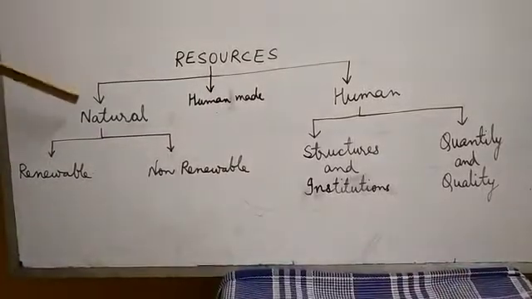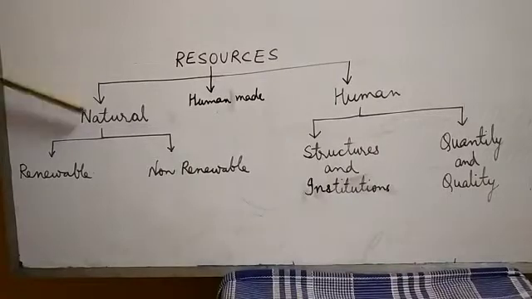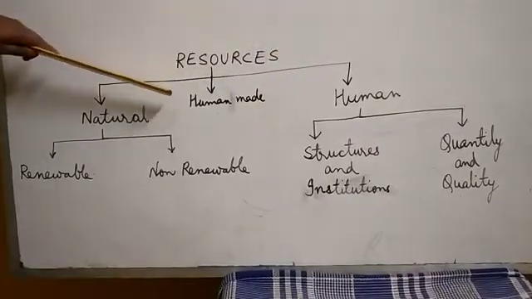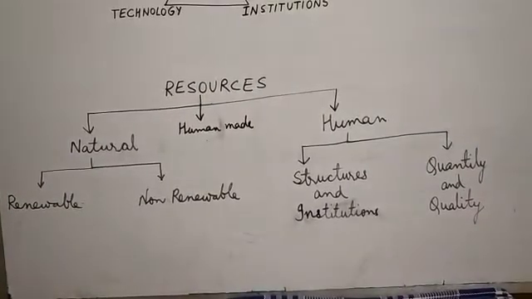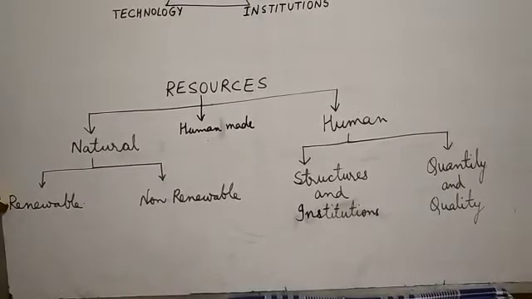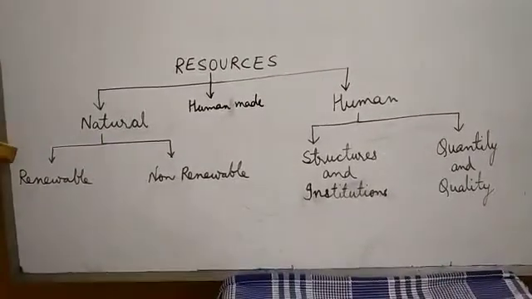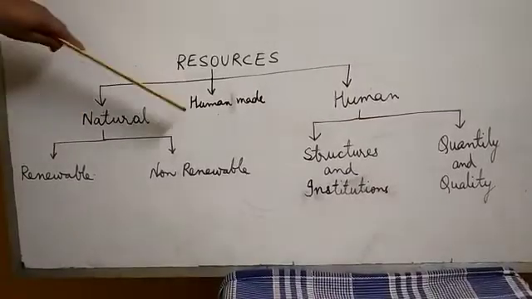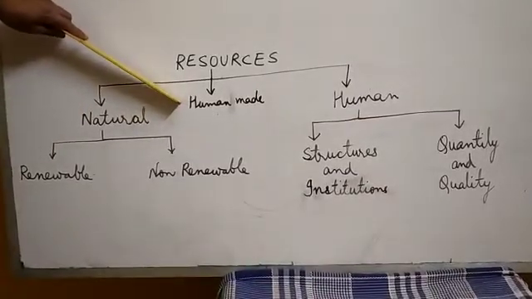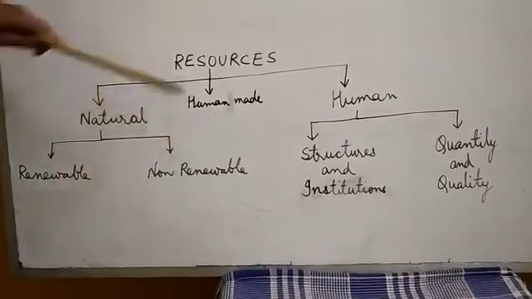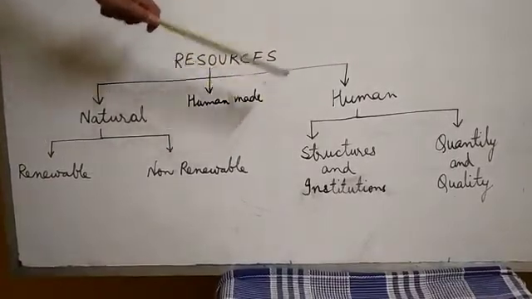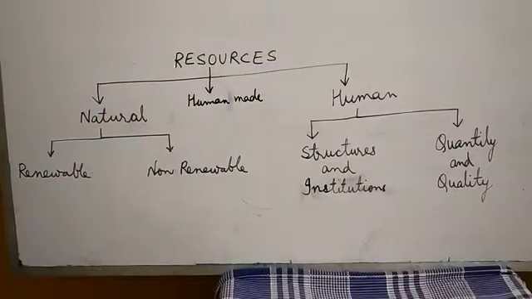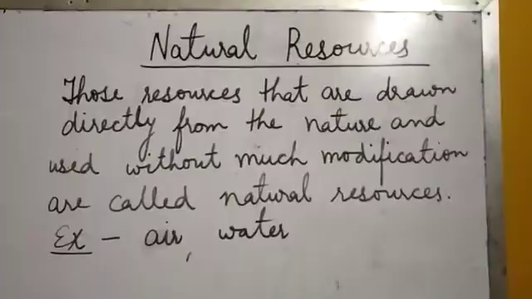Resources can be of three types: natural resources, human resources, and human-made resources. Natural resources can be renewable, non-renewable, biotic, or abiotic. Resources which are created by humans, like roads and buildings, are human-made. And human resource, the structures, the institutions, the quality and quantity, the wisdom, are regarded as human resource.